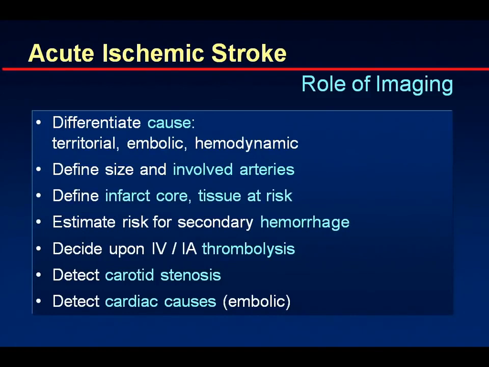We would like to define the size and, again, the involved arteries. And then an important thing is we would like to see what is the dead tissue and what is the tissue at risk. We would like to estimate the risk for secondary hemorrhage. In other words, if we treat, will the patient actually get a hemorrhage and actually not benefit from our treatment? Decide whether the thrombolysis should be intravenous or intraarterial, and then look at carotid stenosis or detect embolic cardiac causes.